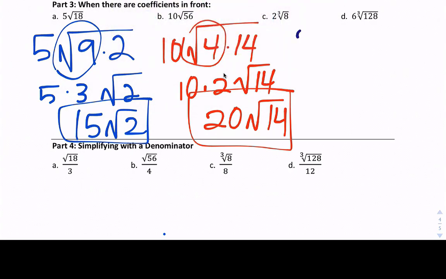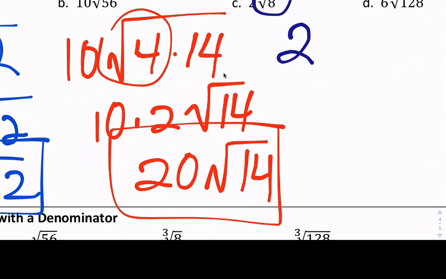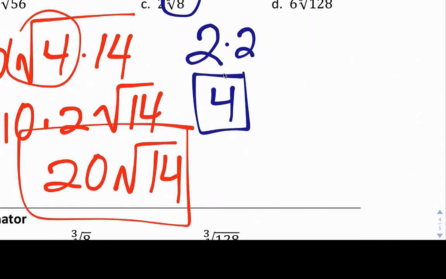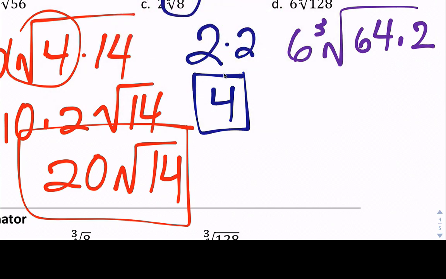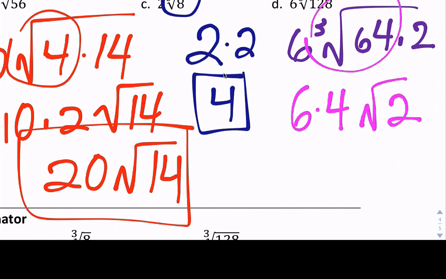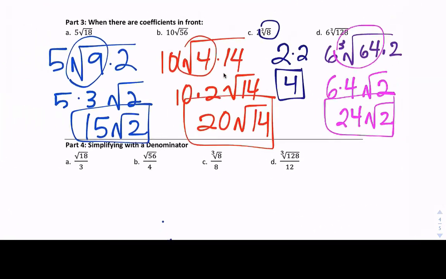The next one, we have 2 times, well, the cubed root of 8 is 2. So this is 2 times 2, and that's 4. And the last one, we have 6 times the cubed root of 128. Okay, so this one, the biggest cube number I can divide 128 by is 64. So I'm going to pull that out. This is 4 times 4 times 4, so that's 6 times 4 times the square root of 2. And if we multiply those together, we get 24 square root of 2. Okay, so we had to pull out that perfect cube first, and then we simplify.